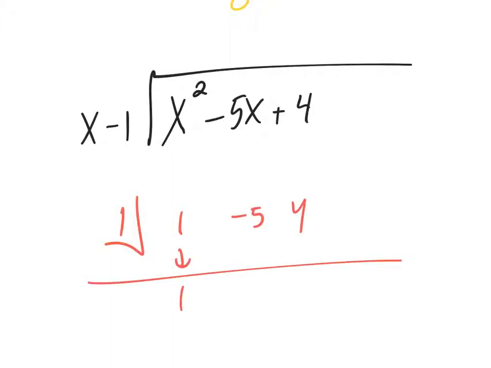Drop it like it's hot. And then multiply. And then add. And then multiply. And then add. And awesome. This is a 0 remainder.